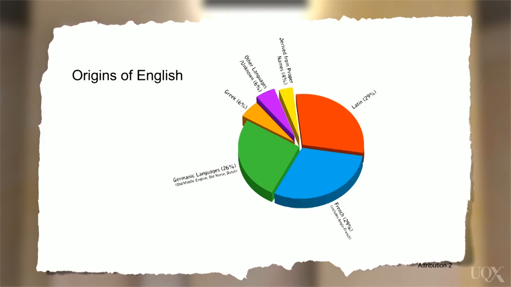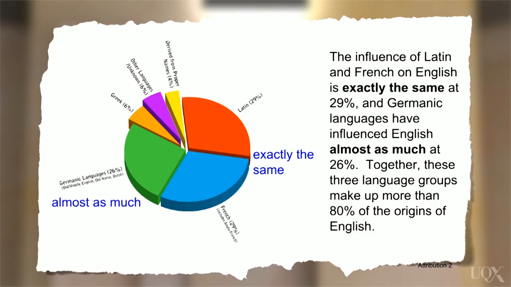We'll write about the dominant group first. We can see that the influence of French and Latin is exactly the same at 29%, and that of Germanic languages is almost as much at 26%. All 3 of these languages together make up more than 80% of the origins of English. Let's write this into sentences. Remember that it is very important that we give data from the chart in our sentences.